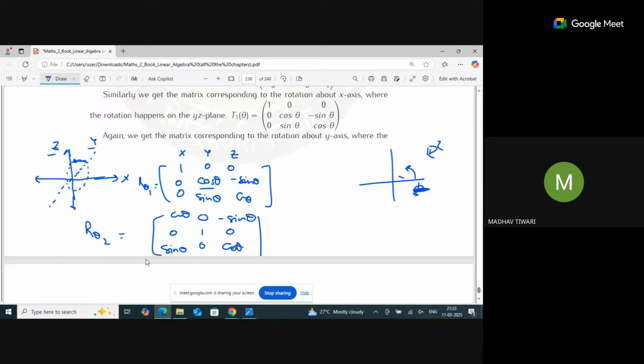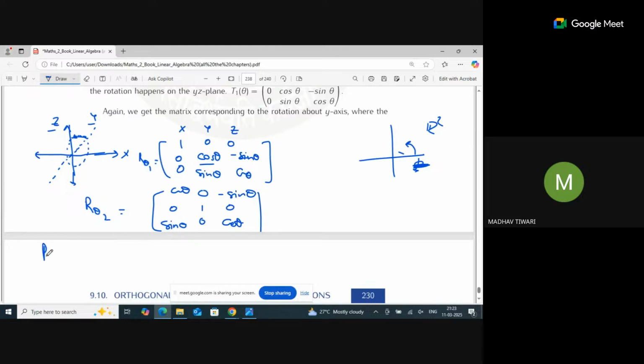Next is the rotation matrix with respect to theta 3. What will that be? The z-axis will be fixed, 0, 0, 0, 0 here, and this two-dimensional matrix I will represent here: cos theta, minus sine theta, sine theta, cos theta. So these are the three matrices that you need to keep in mind.